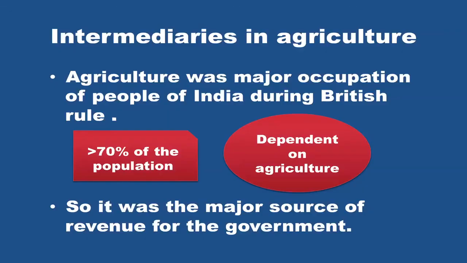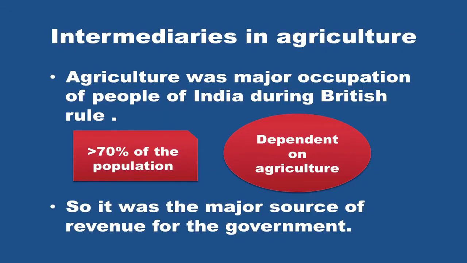More and more areas of land were under the cultivation of cash crops, which resulted in the decrease in the area of cultivation of food crops. This also led to a decrease in food grain production. Then another important factor which contributed to the destruction of agriculture in India was the emergence of intermediaries.